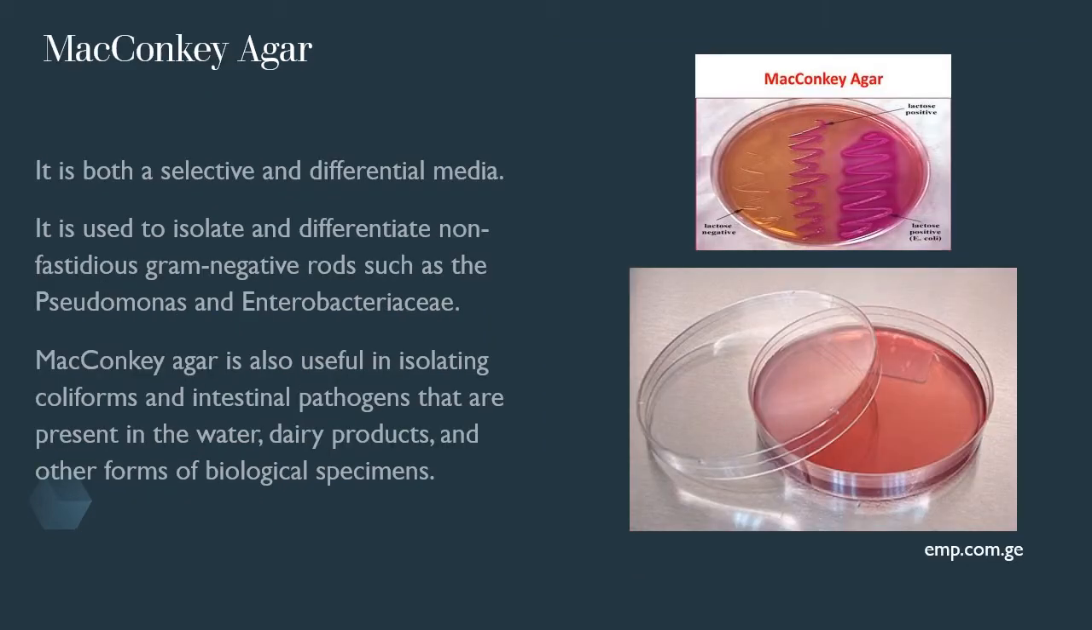Then next is MacConkey's agar. For E. coli generally we use MacConkey's agar, right? In our practicals, after doing basic streaking on nutrient agar, we are introduced to MacConkey's agar. It is both a selective and differential media, and it is used to isolate and differentiate non-fastidious gram-negative rods such as Pseudomonas and Enterobacteriaceae. MacConkey's agar is also useful in isolating coliforms like E. coli and intestinal pathogens that are present in water, dairy products, and other biological specimens.